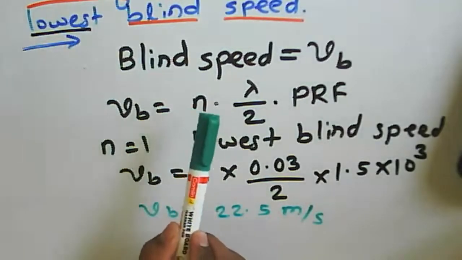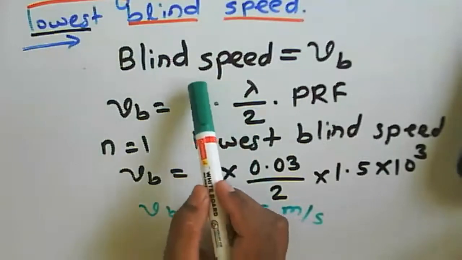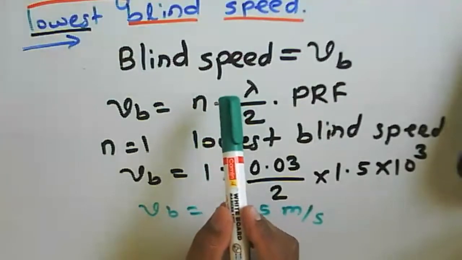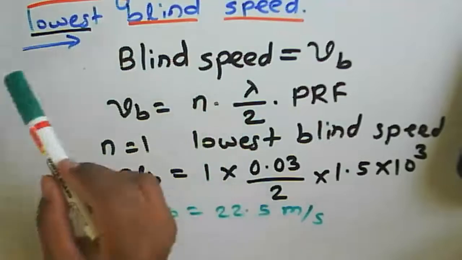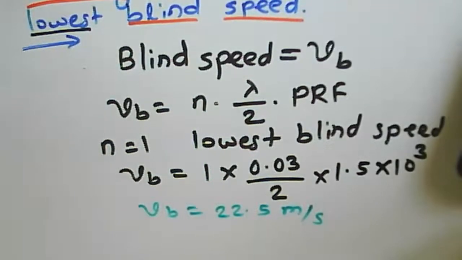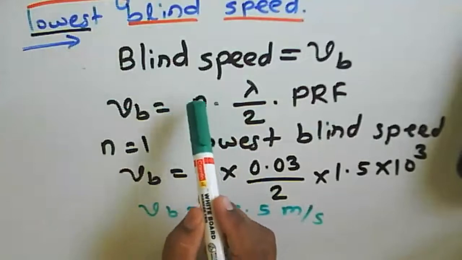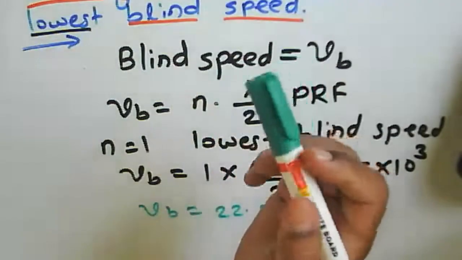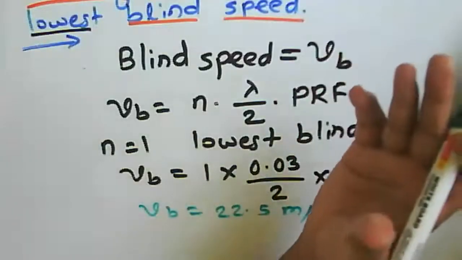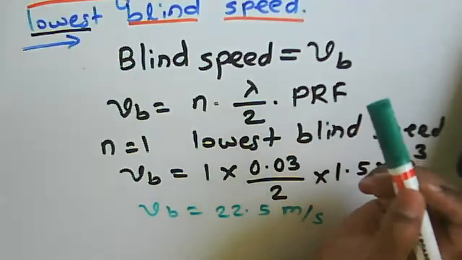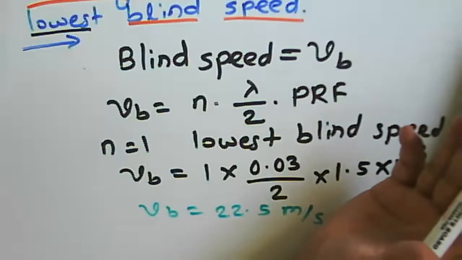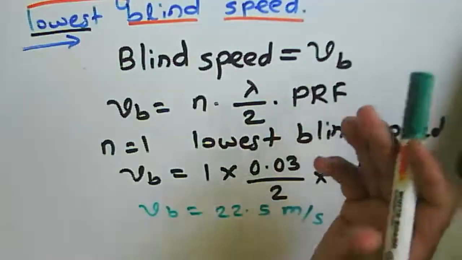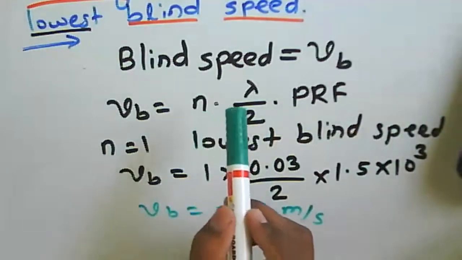In this equation we have considered the value of n. Suppose we need to find the n number of blind speeds, then we need to know what n will be. If the question is different, for example if we need to find the three lowest blind speeds, or four blind speeds, five blind speeds, then n will change. So n will be 1, 2, 3, 4, 5.